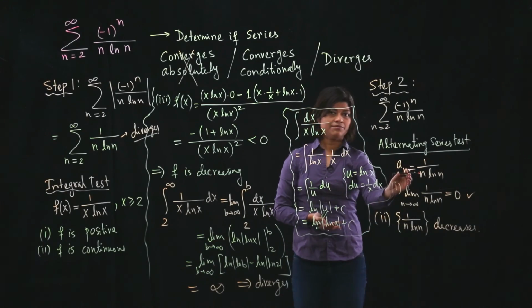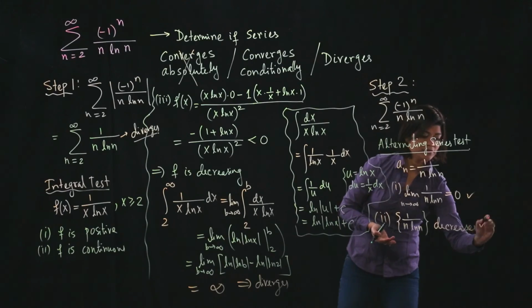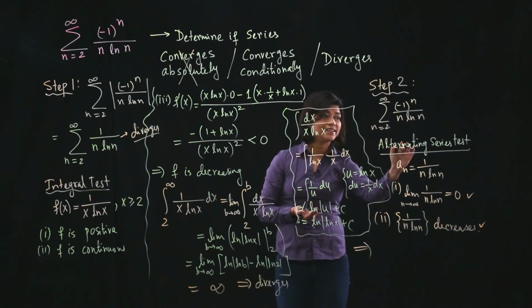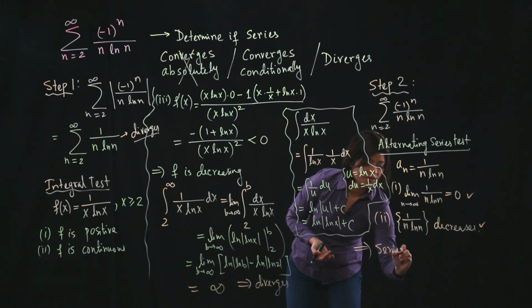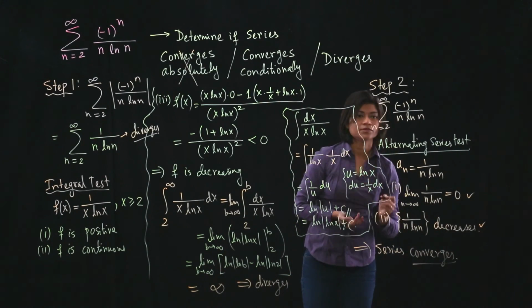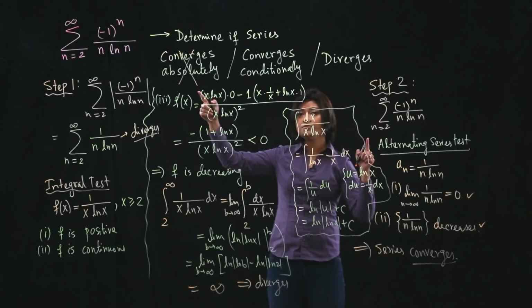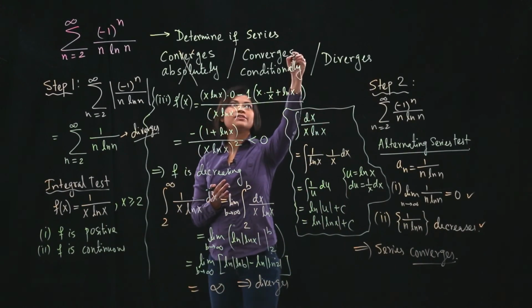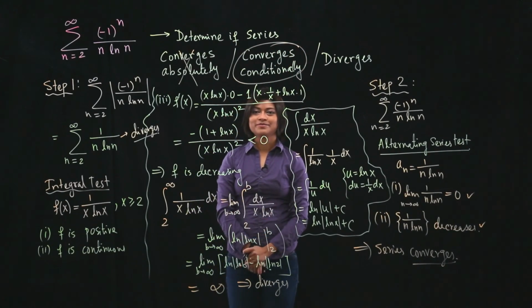So, we have this sequence a_n, the limit is 0, and it decreases. Both conditions are checked. This is telling you from the alternating series test, the conclusion is the series converges. So, the original series converges, but its absolute value series diverges. Therefore, our series converges conditionally. So that's the answer. Thank you.